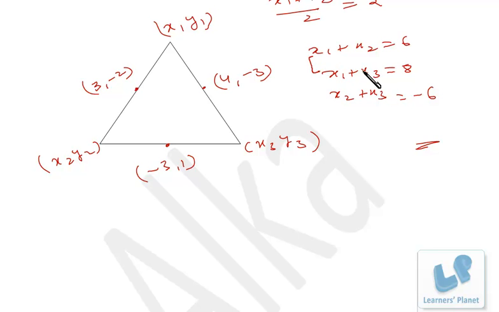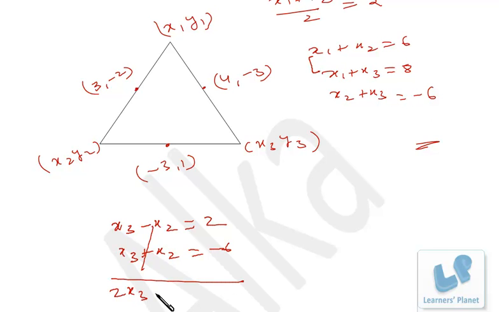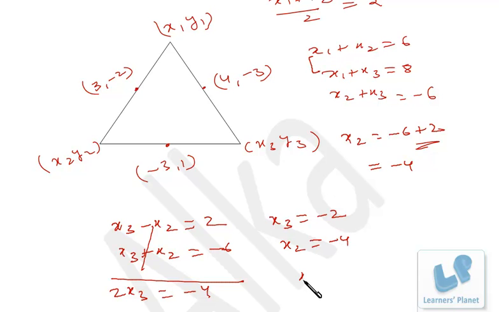First we take these two equations. I subtract this equation from this. So x3 minus x2 will be 2 and x3 plus x2 is equal to minus 6, that is already given. So if I add both of them, I'll be getting 2x3 is equal to minus 4. That means x3 is equal to minus 2. Now if x3 is minus 2, x2 will be minus 6 plus 2, that means minus 4. So x2 is minus 4. Now if I put the value of x2 over here, I'll be getting the value of x1 as 6 plus 4, 10.